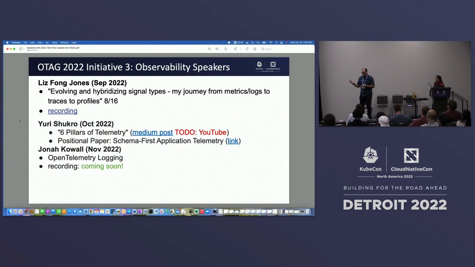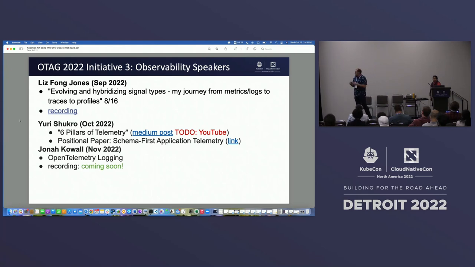Yuri, who, as many of you know, had some small part to do with the Jaeger project, came and talked about some of his thoughts around observability and tracing and all of that. And I've put a link there to a little paper. They've done a positional paper on schema-first application telemetry. So the title is sort of self-describing. It's a fascinating read, and I think you'll be talking about it sometime this week or next.